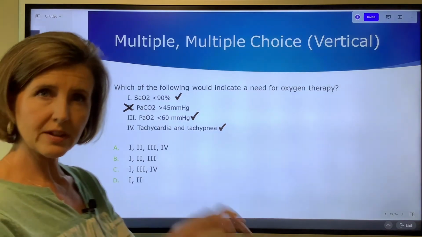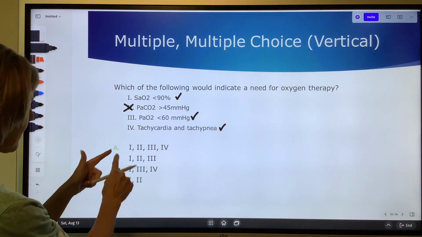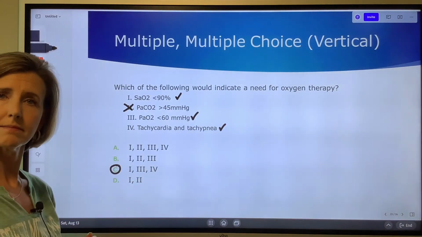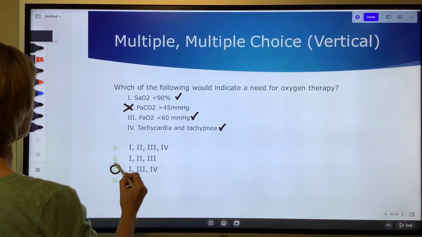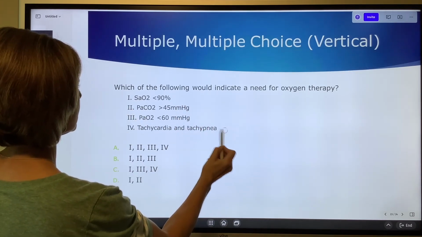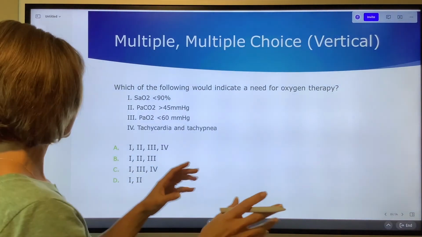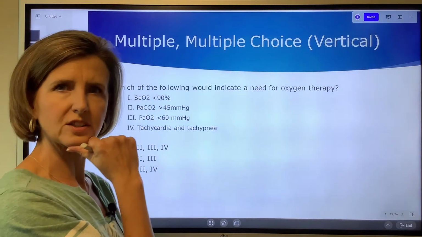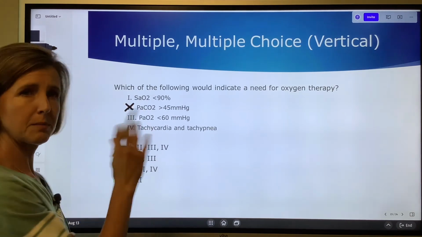All right. And if you know that answer just straight off the bat, you can come down and say, okay, the answer is 1, 3, and 4. I need to find 1, 3, and 4. That's C. Okay. But let's say you're just coming into RT school and you don't really know for sure about some of these things, or maybe you don't remember some of these things, but as you're looking through here, you do know that CO2 has nothing to do with oxygenation. That's about ventilation. So 2 is not going to be in the answer.